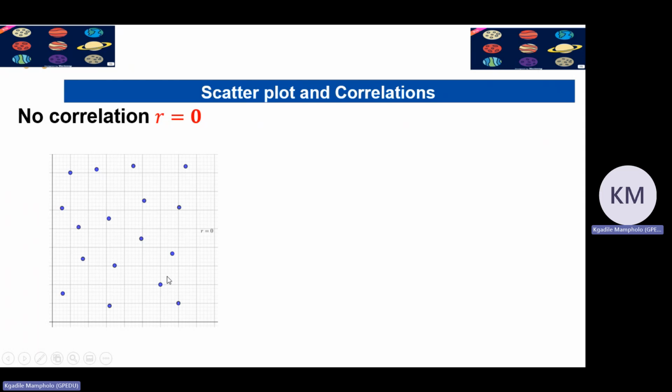But if you check this one, you don't see that they're widely scattered, and you don't see whether there's an increasing trend or a decreasing trend. So it means R will be equal to 0. It means in this case, there's no correlation.